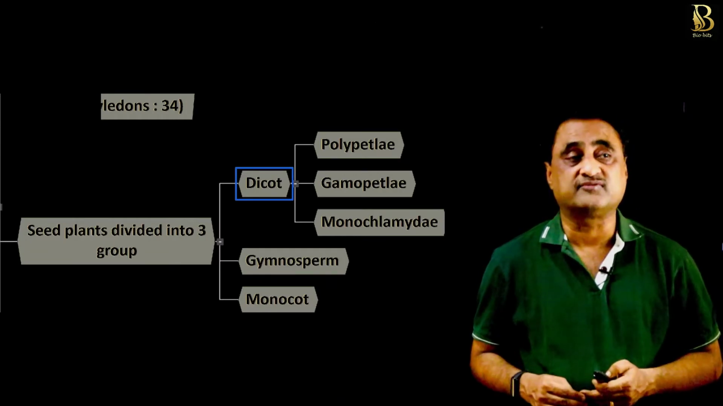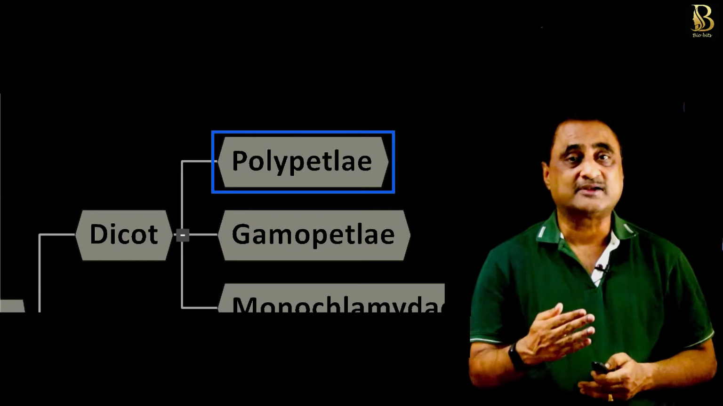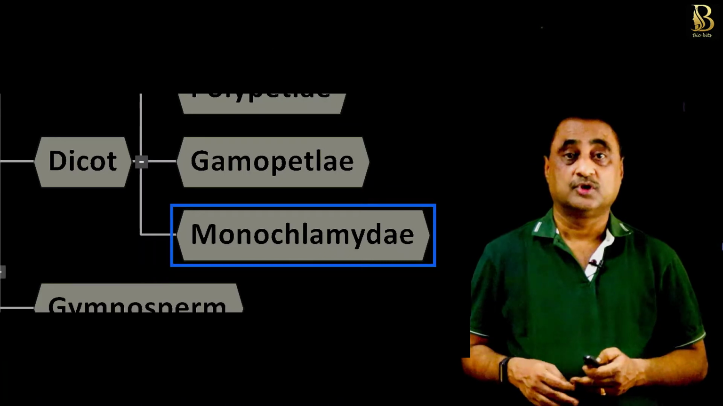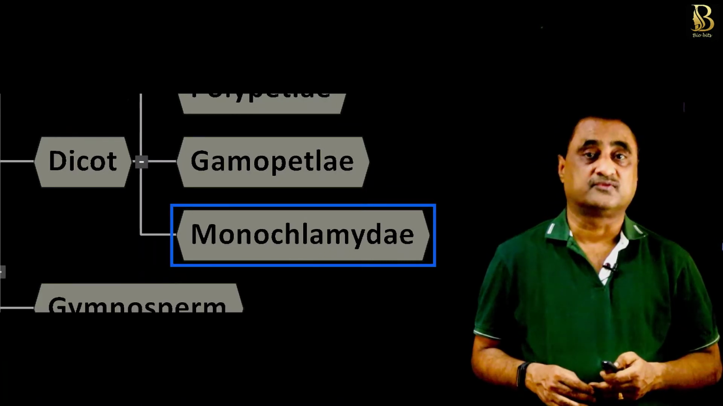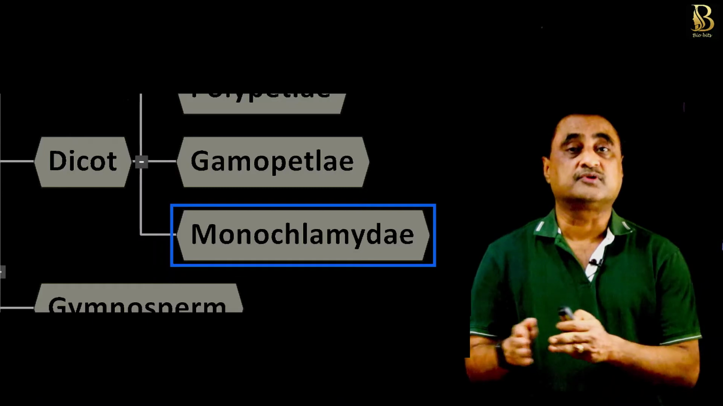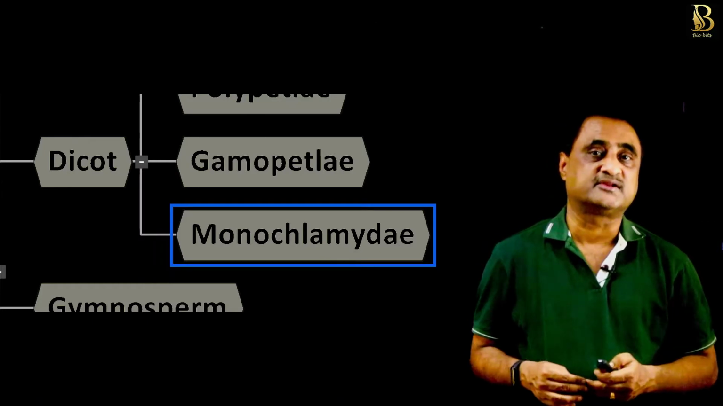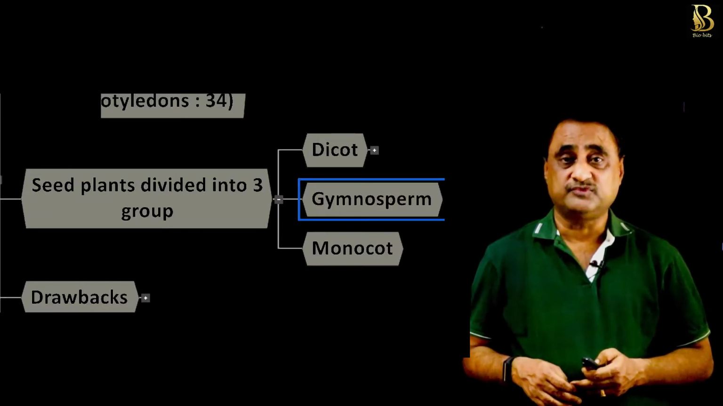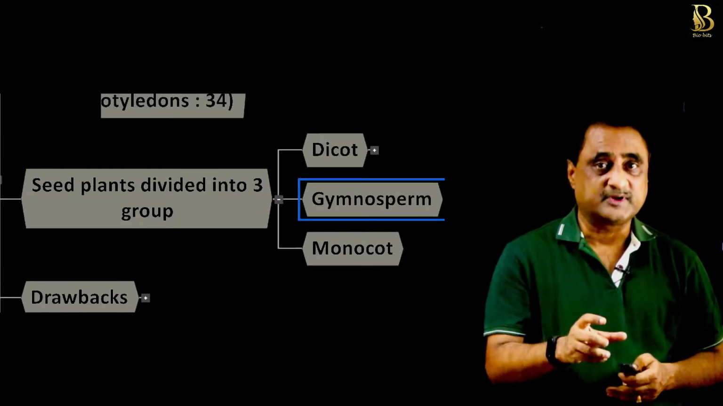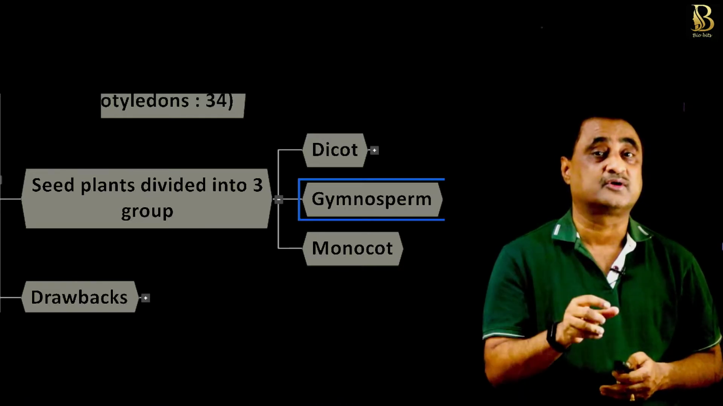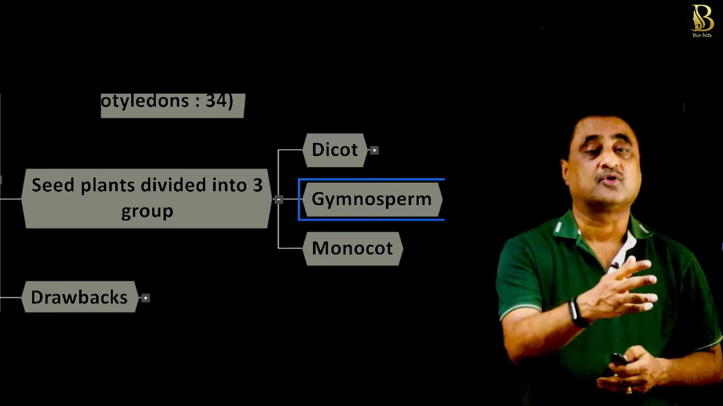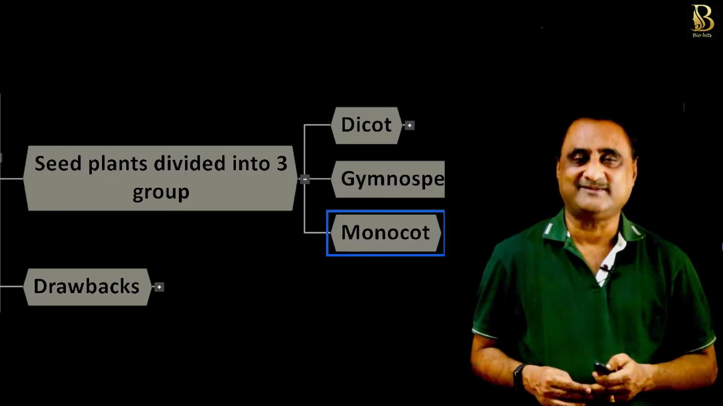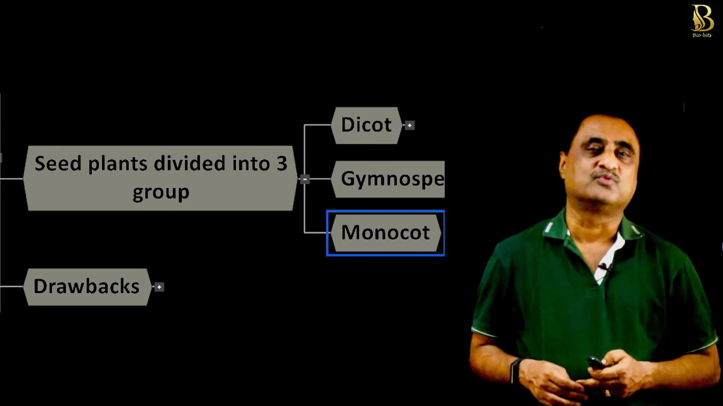Even in the case of dicot, they identified the polypetalae, the gamopetalae, and there is one more, which we call monochlamydeae. Monochlamydeae is the group in which we cannot differentiate between petal and sepal. Then we have the gymnosperms. The problem with this system is the placement of gymnosperm between dicot and monocot, which is one of the drawbacks of the Bentham and Hooker system. And then we have the monocots. So this is how the Bentham and Hooker system is placed.